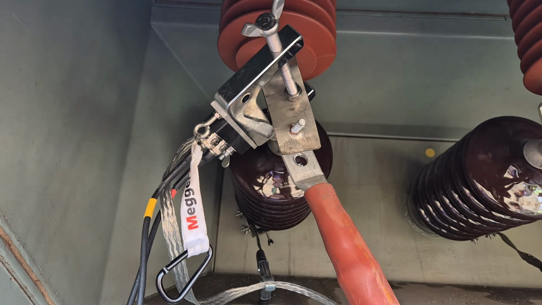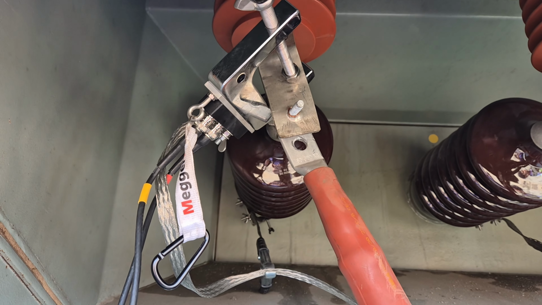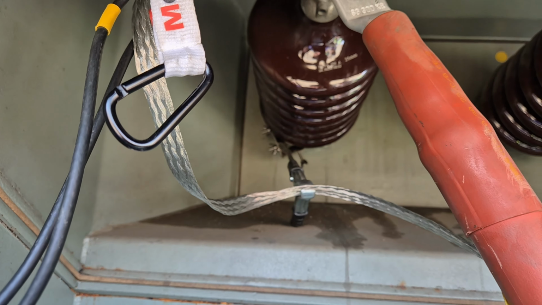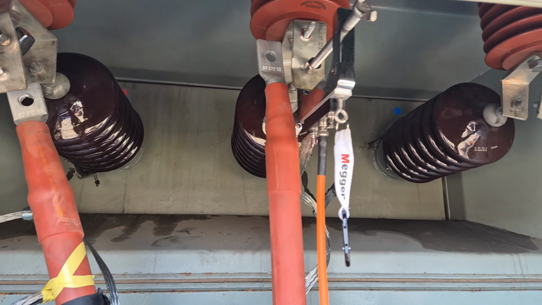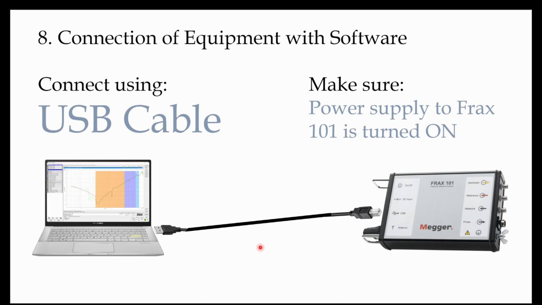This is the R phase bushing where the input C clamp is connected. Also we can see the braided grounding wire. On the right side Y phase where the measurement C clamp is connected and also the braided ground wire. So this is the high voltage side connection. Now we will see connection of equipment with the software.